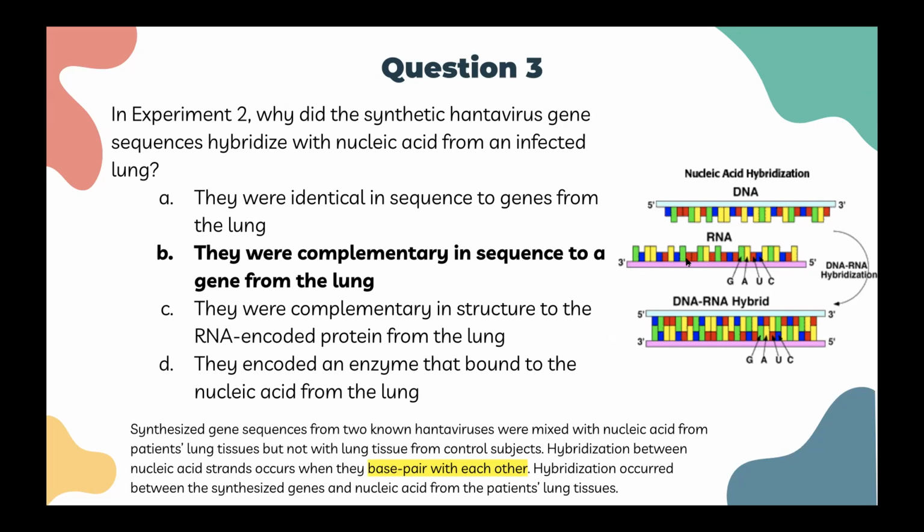So choice A is wrong because identical DNA strands do not hybridize with each other since they're identical. They have to be complementary for them to base pair. And choice C is wrong because the passage doesn't state that hybridization occurs between RNA and enzymes, only between complementary strands of DNA. And choice D is wrong because DNA does not hybridize with enzymes. Nucleic acids can only hybridize with each other if they are complementary. Does that make sense?